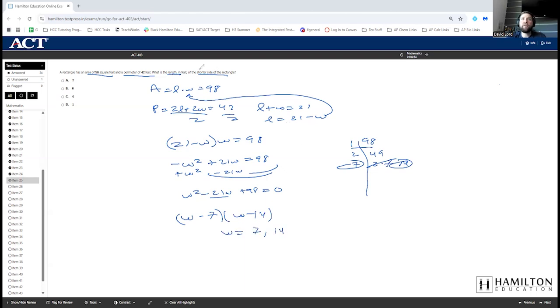We wanted the shorter side, so it doesn't matter if you had done L or W, they both can give the same answers. It's just if you pick one is 7, then the other one is 14. So in this case, we're going to pick the 7, and that will be the correct answer.